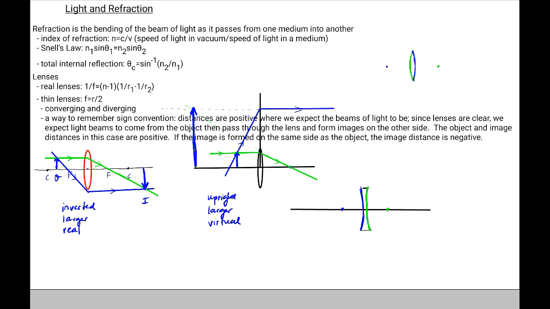So let's place an object somewhere. Let's say that we have an object here. So the first beam, again, is the one that comes in parallel to the principal axis, okay? And it refracts, so let's look at this beam. So that will refract through the focal point of the first curved surface.